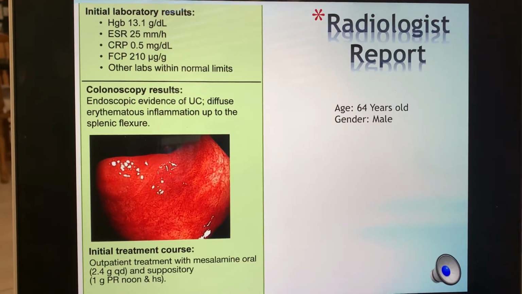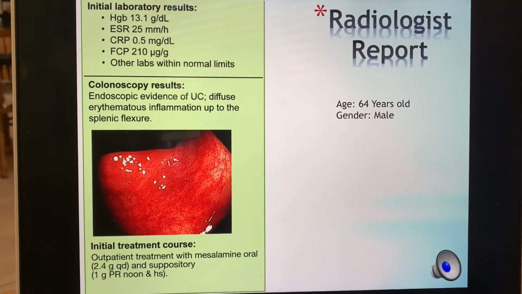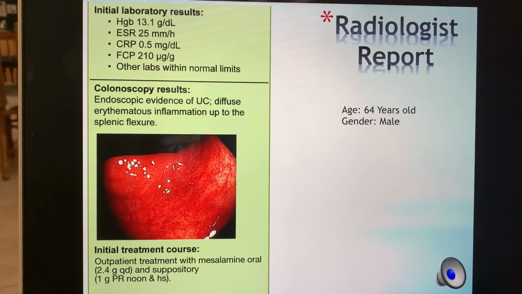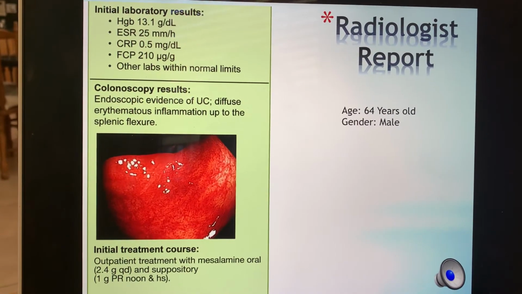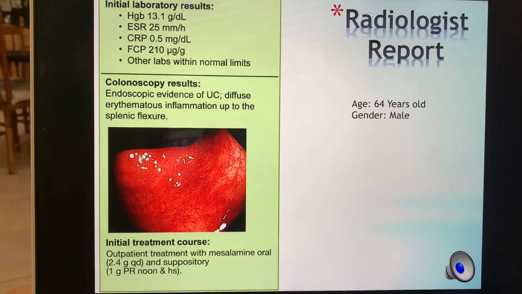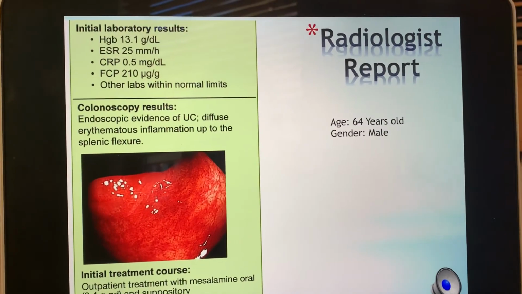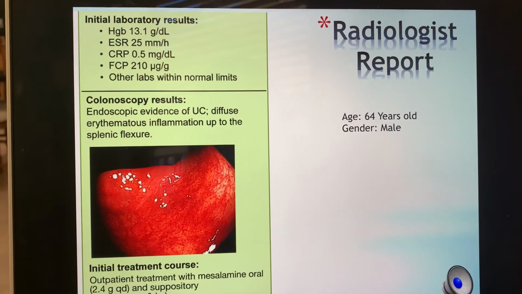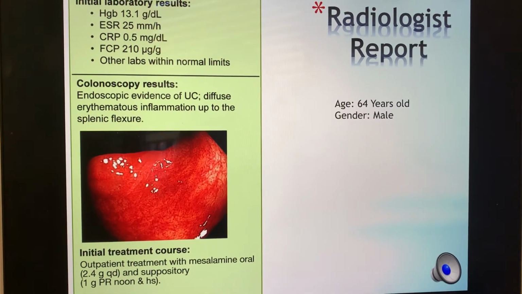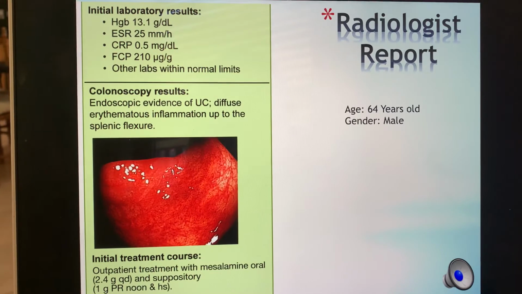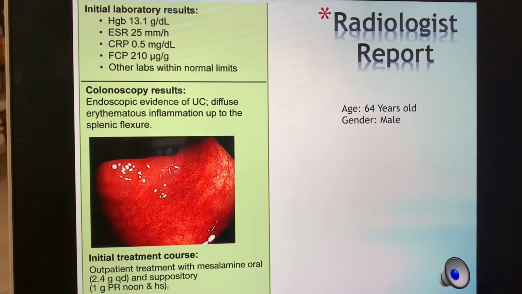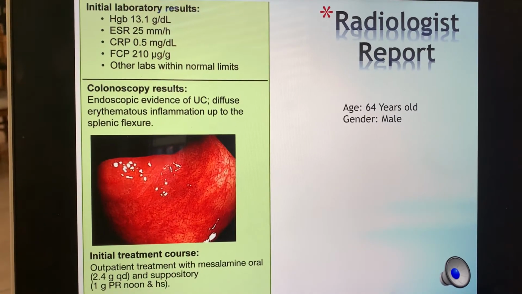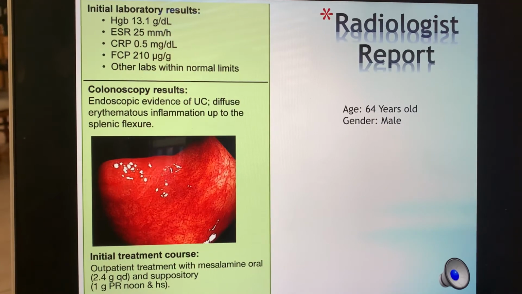On this slide, we have a summary of the radiologist report for my 64-year-old male that was diagnosed with ulcerative colitis. The patient, aside from doing the barium enema with the KUB, also had to do some laboratories. After the radiologist analyzed the x-rays and the labs, he was referred to do a colonoscopy with biopsy. Now, the colonoscopy results were endoscopic evidence of ulcerative colitis, diffuse erythematous inflammation up to the splenic flexure.